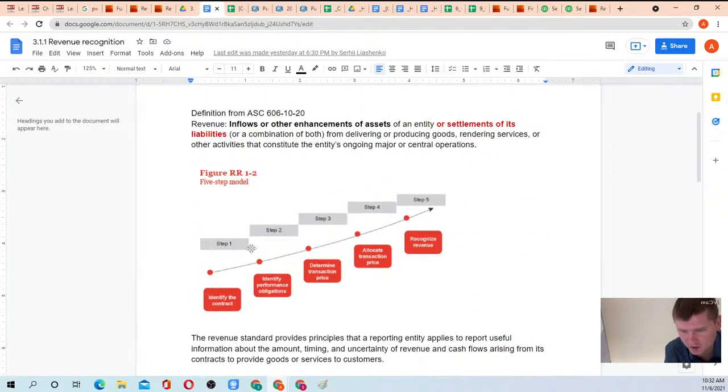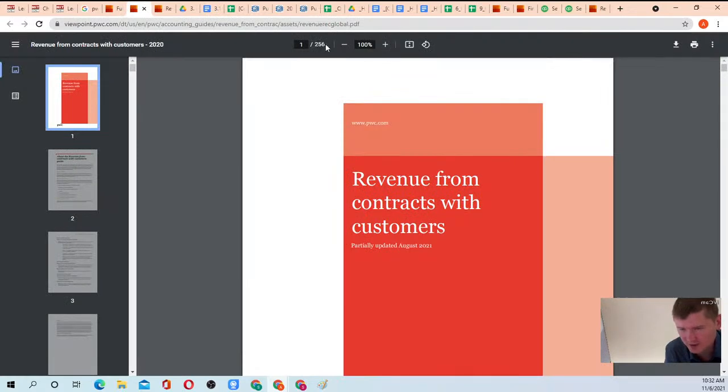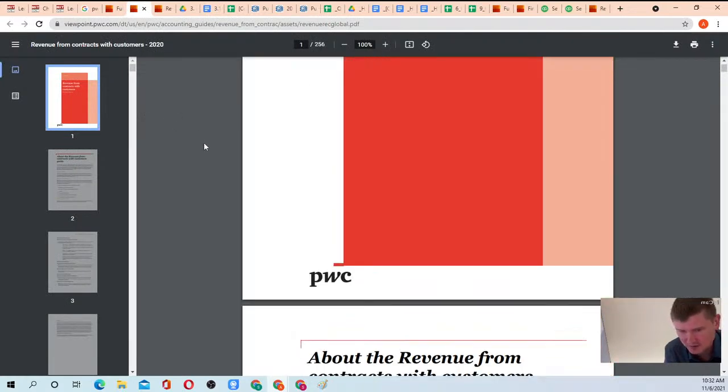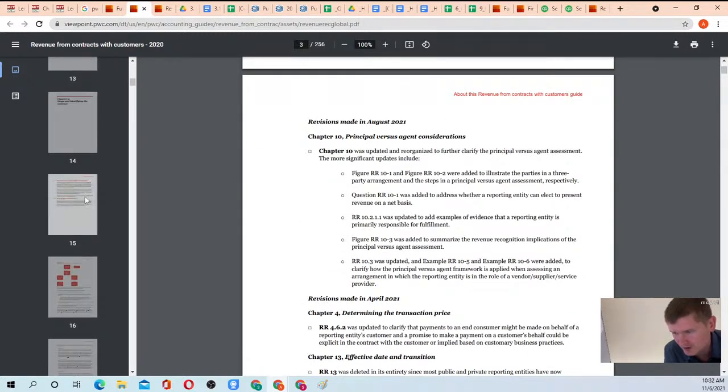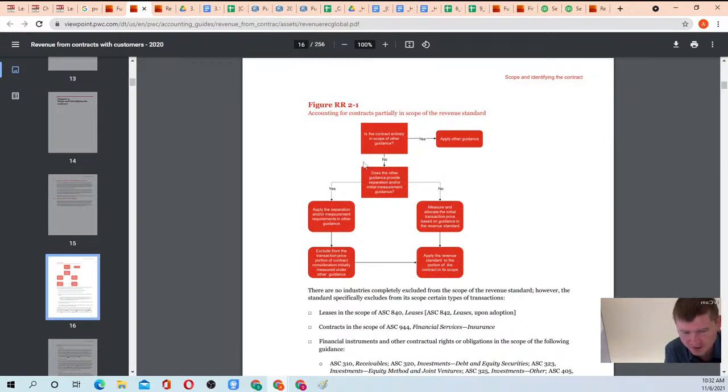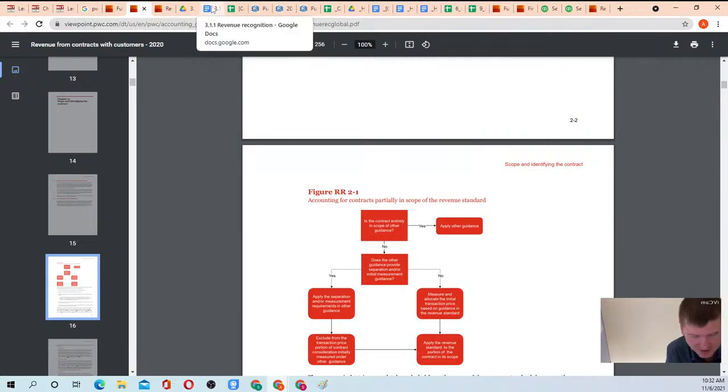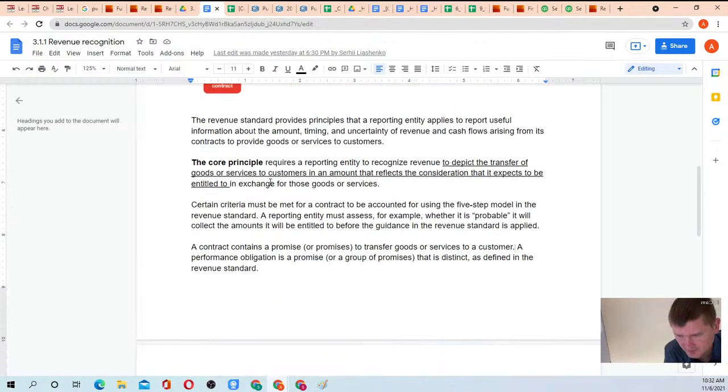If it gets more complicated, you need to go and research revenue guidance. It's 250 pages, not easy to research, but most of it relates to pretty complicated transactions. And we are just considering some simple transactions here. If you have thoughts about any transaction, please send it, and we can look at how it can be treated under that revenue guidance.